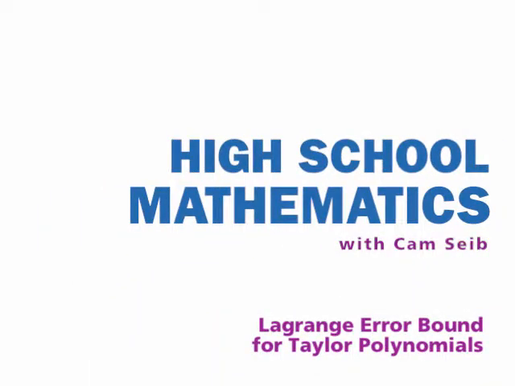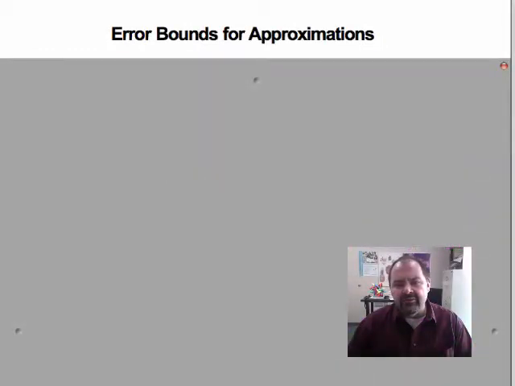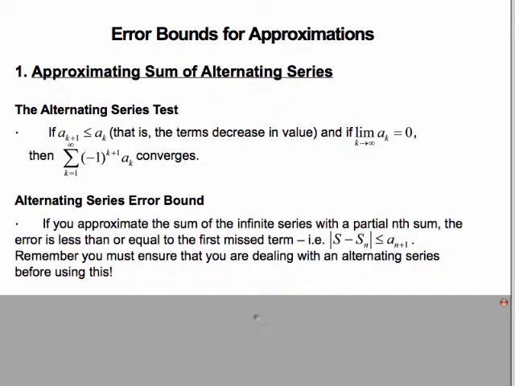We often use series and Taylor polynomials to approximate values. And when you do an approximation, remember, there's always an error involved between the actual value of something and the approximation you get. Now in this video I want to talk mostly about errors involving Taylor polynomials, but let's just start by reviewing the error involved in approximating the sum of an alternating series.